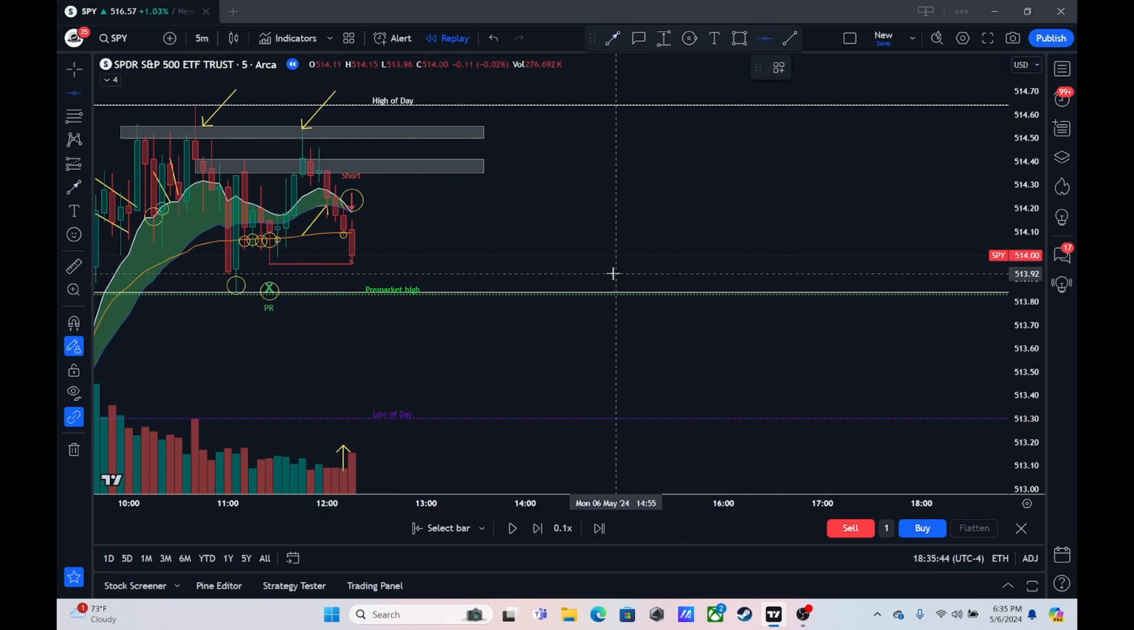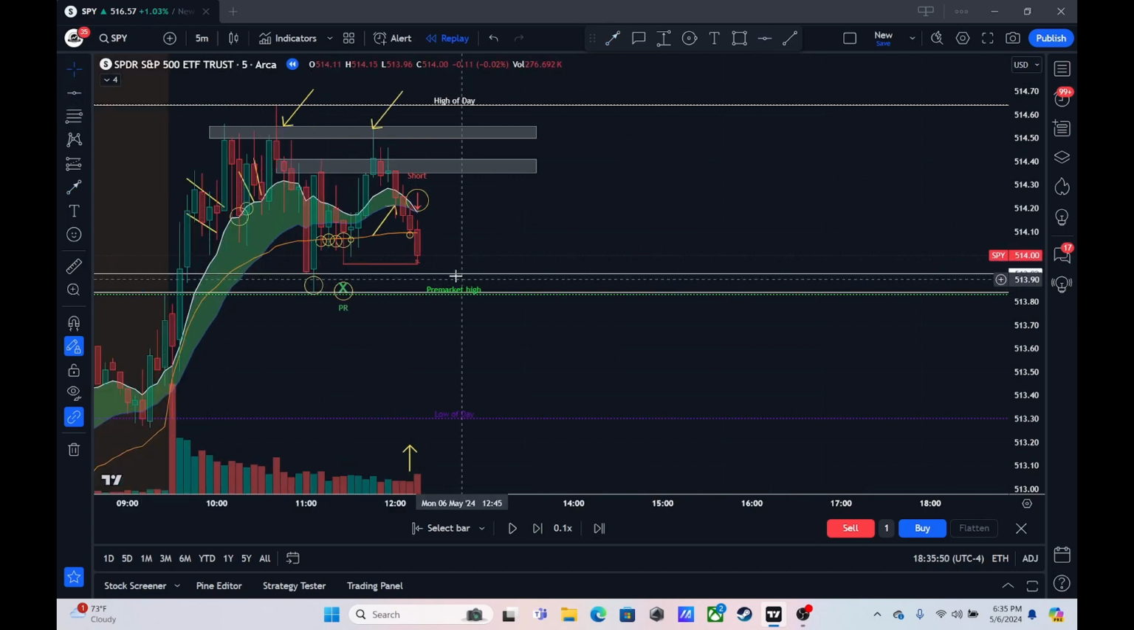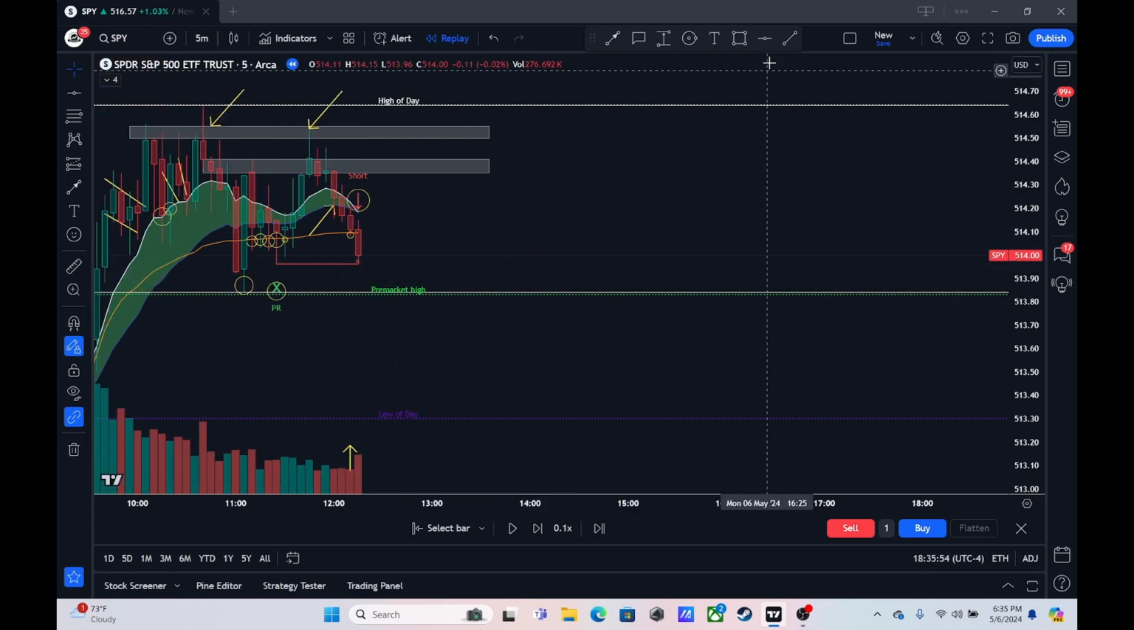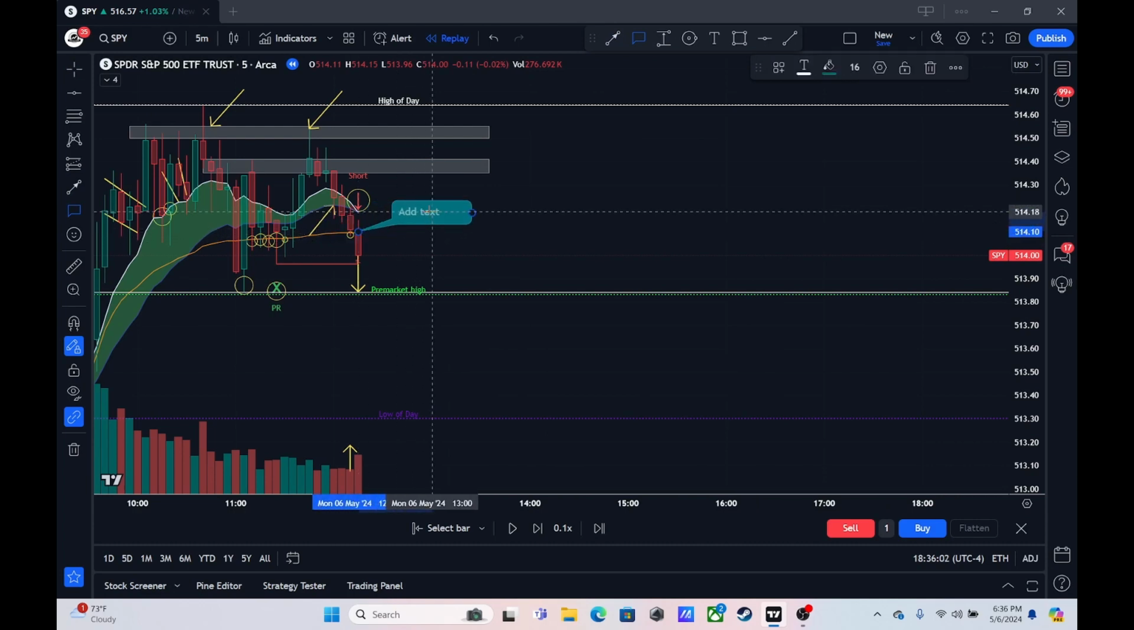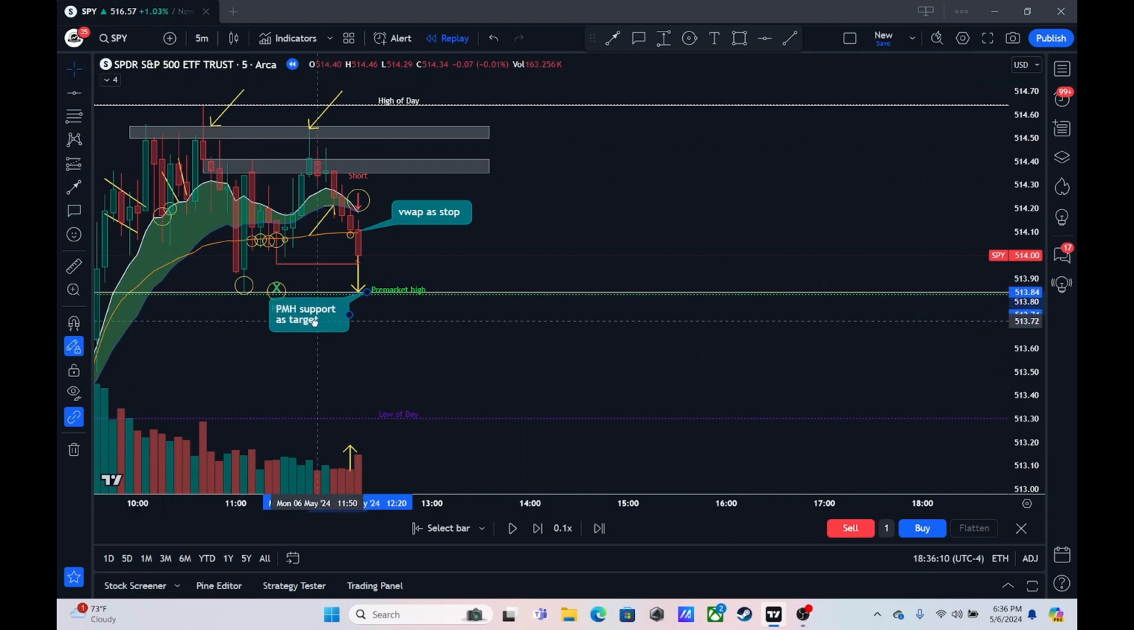Unfortunately, if we take a look at the next level of support, there's not much room down there. You could use the candle bodies here as a level of support, but really the furthest support down you're getting is pre-market high. So pre-market high should be your final stop loss, target price. And then we can actually use VWAP as our stop because it's right there. So VWAP as stop, pre-market high support as target, and we're just looking for a quick scalp to the downside.